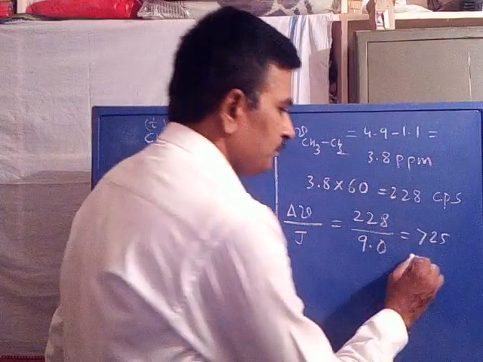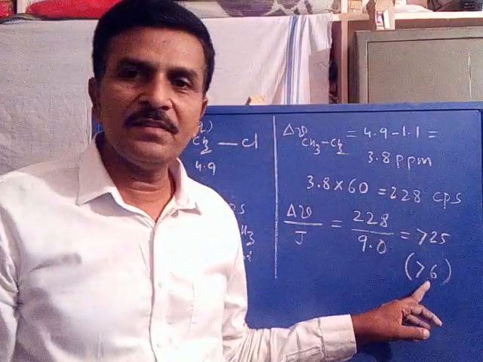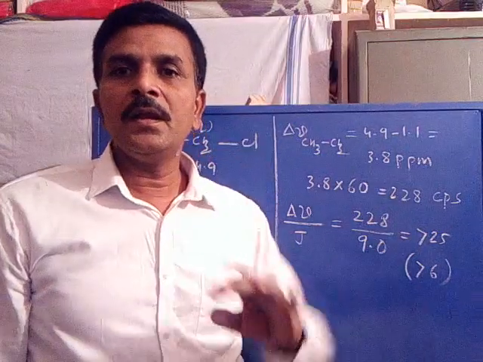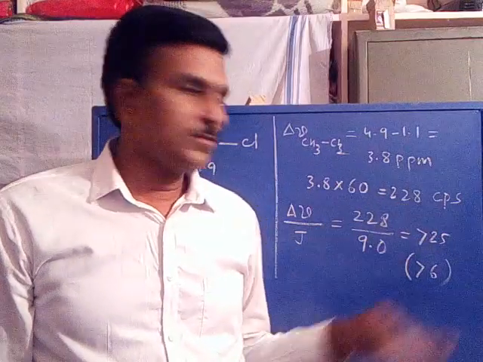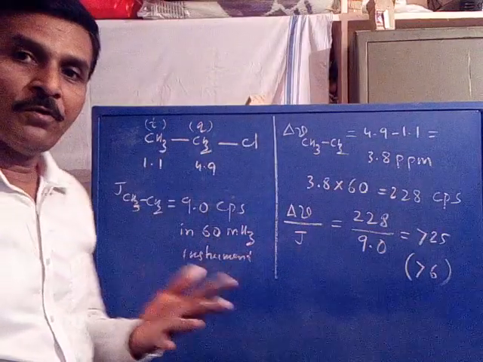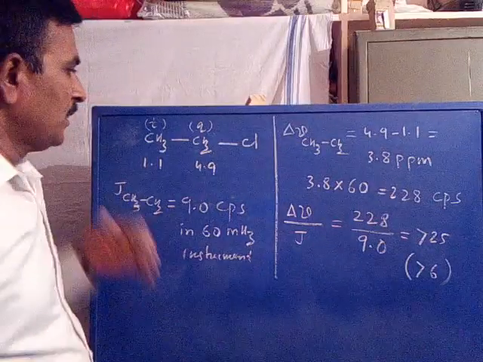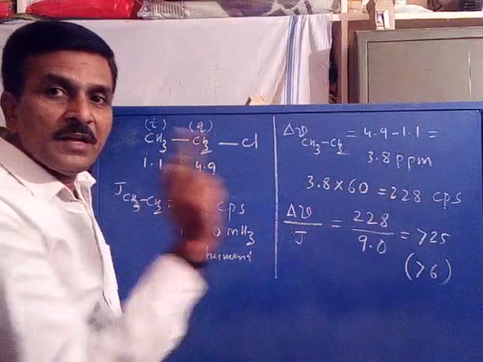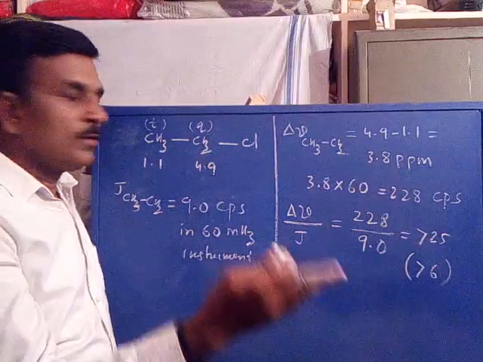This value is greater than 6. 25 is greater than 6. We have already studied that if delta nu divided by J is greater than 6, and we obtained a value greater than 6, therefore we should use the letters AMX system. Between two sets of protons, only under this condition, when we get a value greater than 6, we use the AMX system to designate.